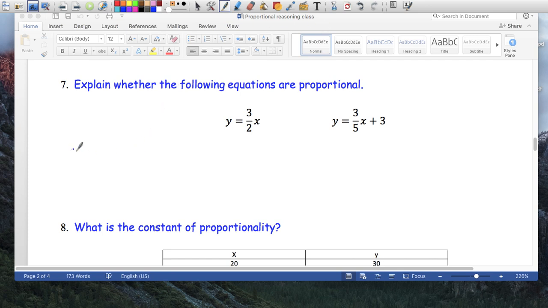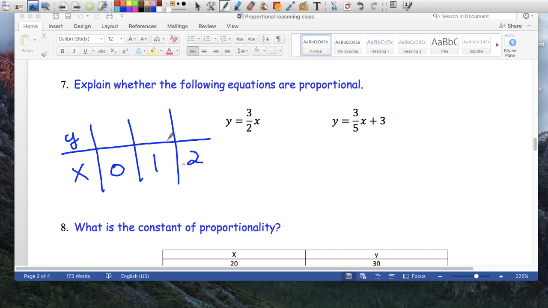So you can create a table of y values and x values. I'm just going to pick 0, 1, and 2. So when x equals 0, you would plug in 0, it'd be 3 over 2 times 0, and you get y is 0. When x equals 1, it'd be 3 over 2 times 1, which would be, and I'm going to write 1.5 because that's probably easier to see. And then when x equals 2, y would equal 3. So you can substitute, and you can see that the relationship here is 1.5.